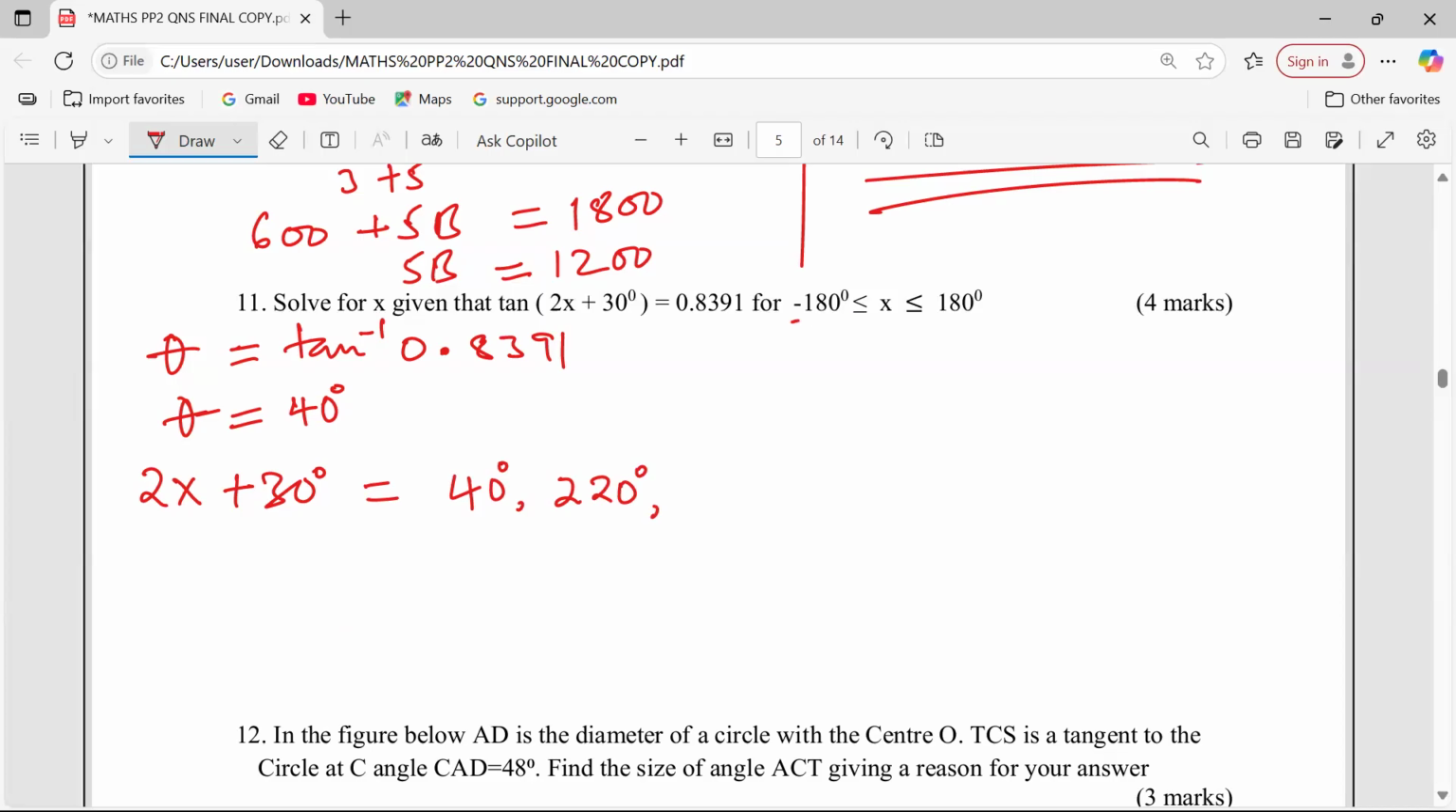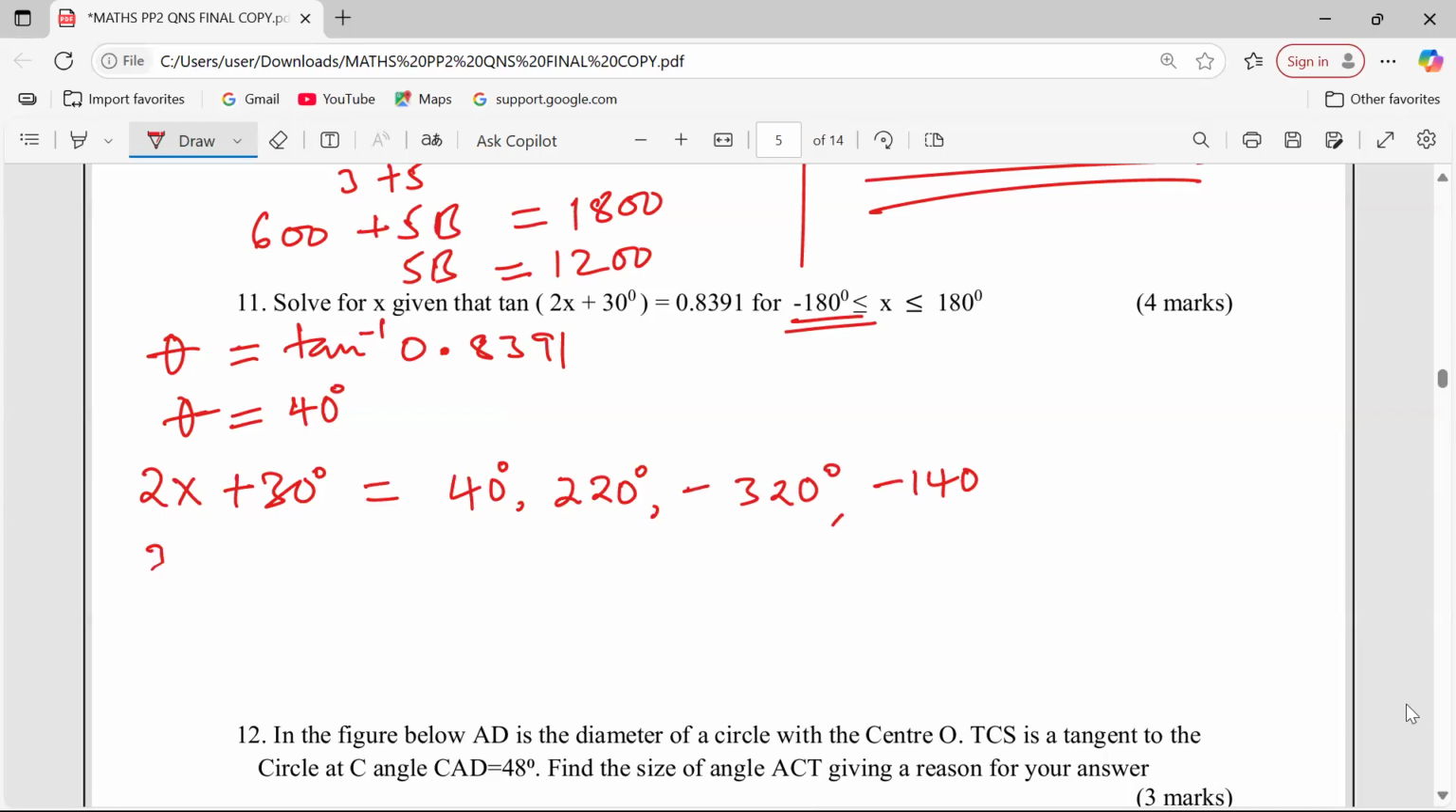Then because of the range that we are having, we are going to measure the two angles in the reverse direction. So we take 360 and we subtract 40. We are getting negative 320. We also take 360 and we subtract 220. We are getting negative 140 that way. These are some of the questions that need a lot of understanding on trigonometry.